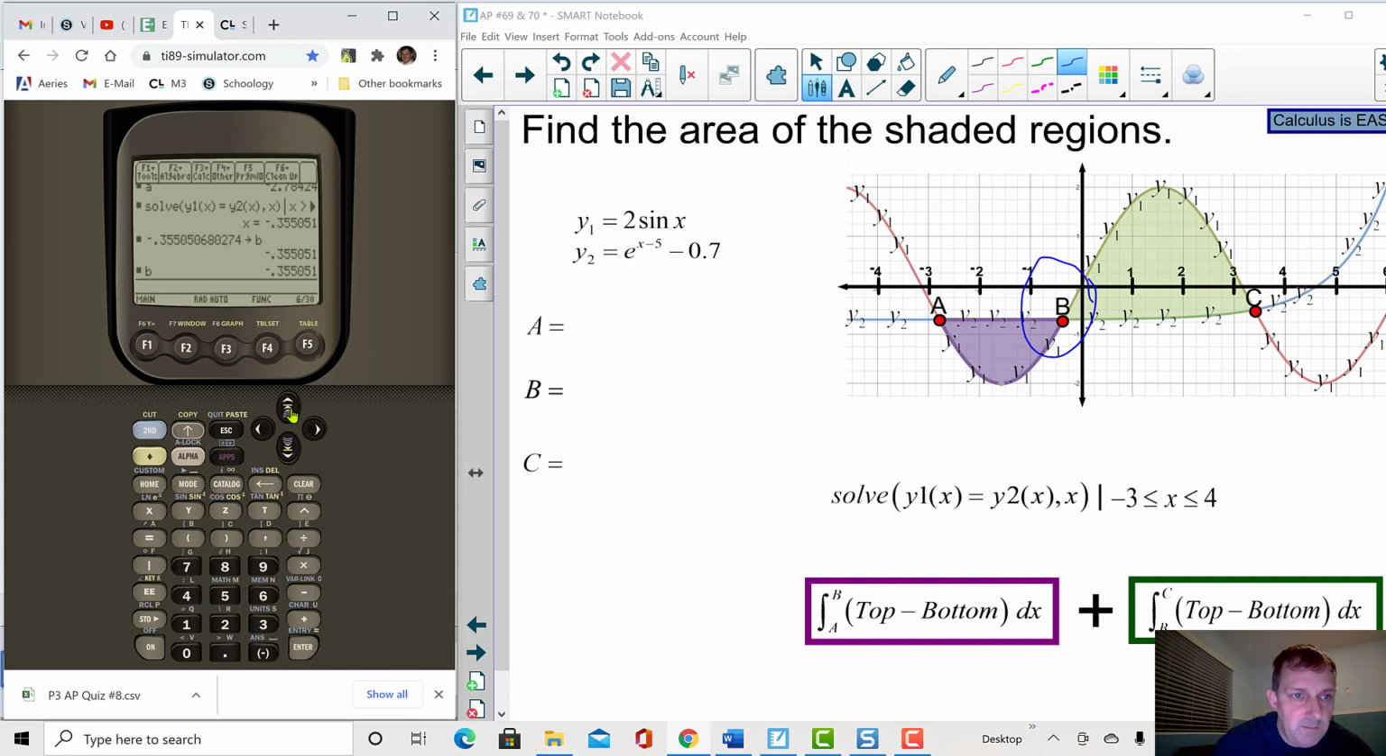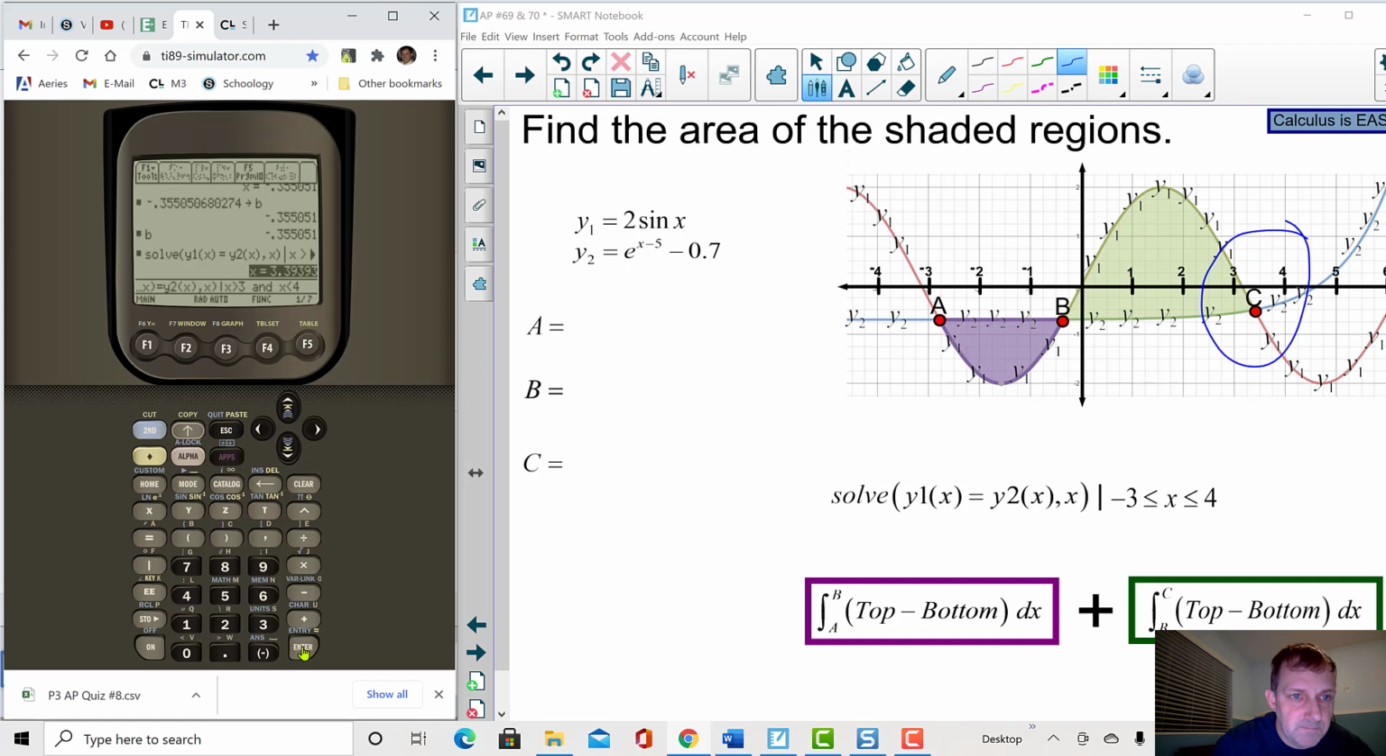Now let's do C. I'm going to go up and get my solve, push enter. That way I don't have to retype in the whole thing. Now we're going to find our letter C, which is in between 3 and 4. So we want our x to be greater than 3, and we want our x to be less than 4. We'll push enter. There we go. That's our C value.